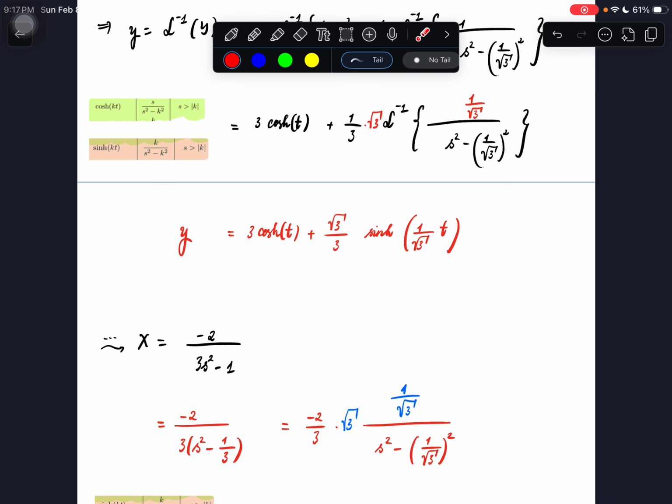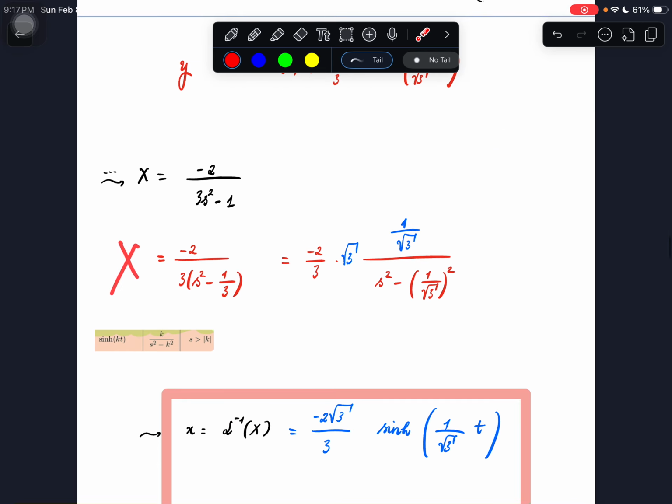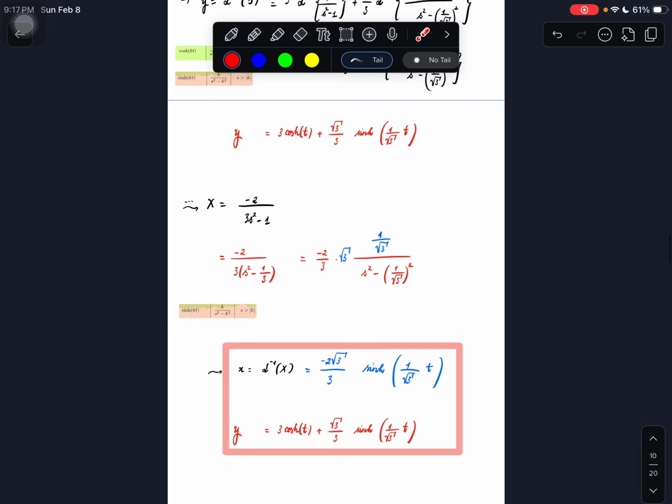And therefore, this is big X equal to this. And this gives us small x is something times hyperbolic sine. So this gives us the solution of the system.